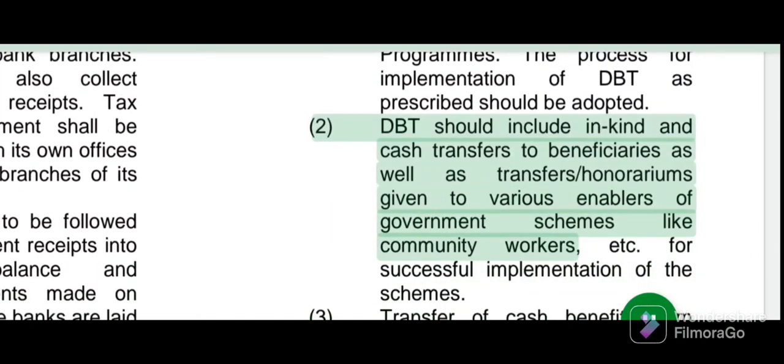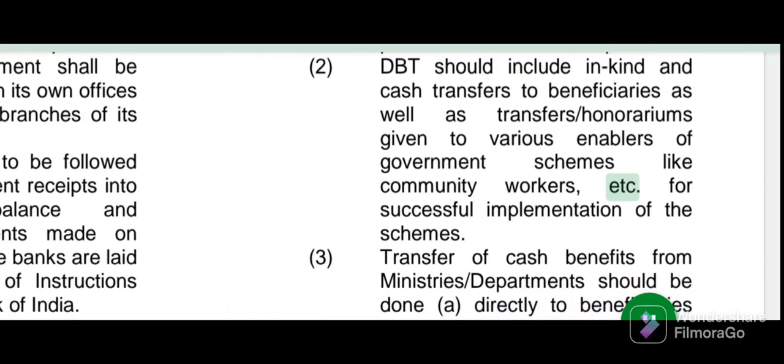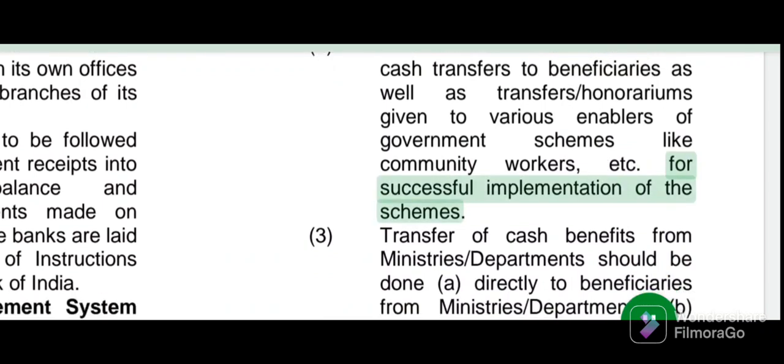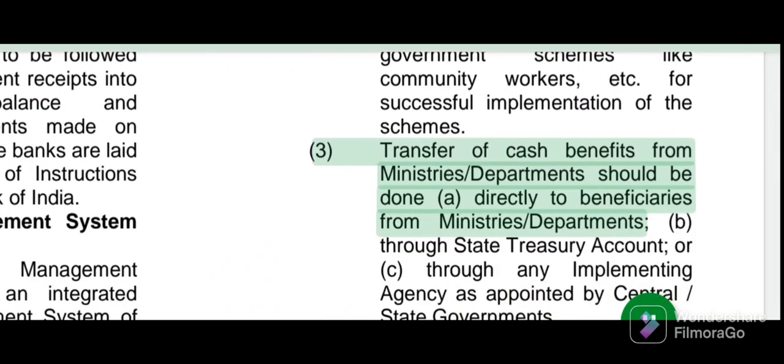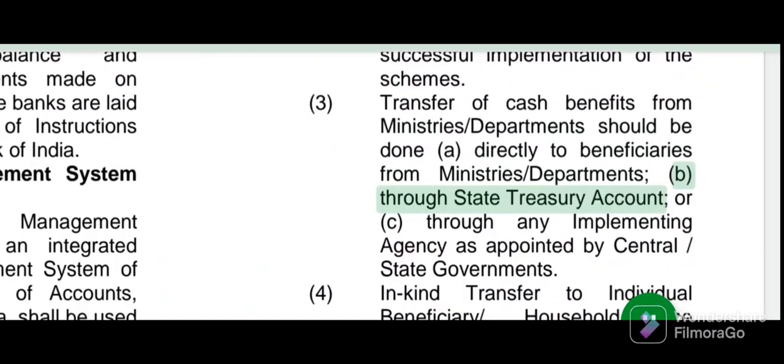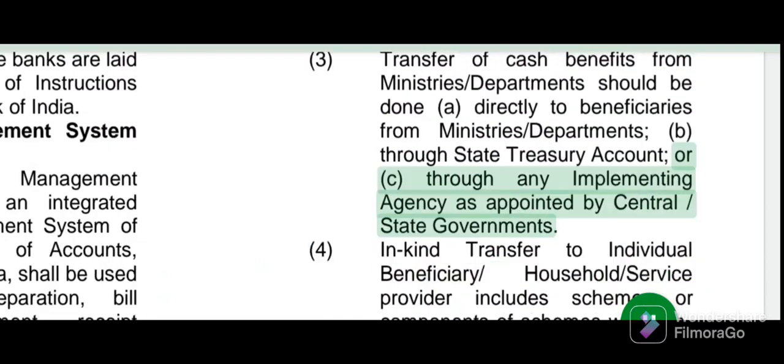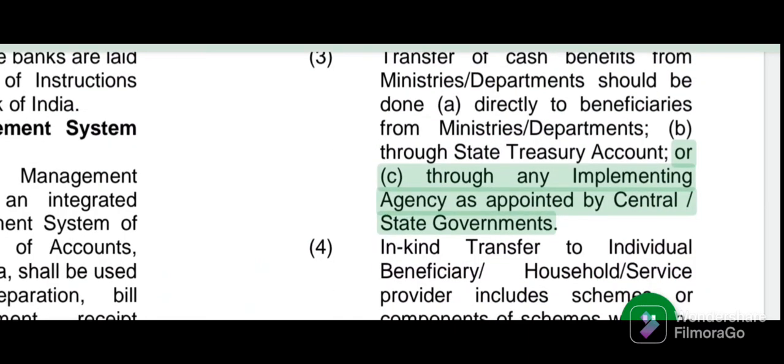2. DBT should include in-kind and cash transfers to beneficiaries as well as transfers of honorariums given to various enablers of government schemes like community workers, etc. for successful implementation of the schemes. 3. Transfer of cash benefits from ministries/departments should be done A. directly to beneficiaries from ministries/departments, B. through state treasury account, or C. through any implementing agency as appointed by central/state governments.